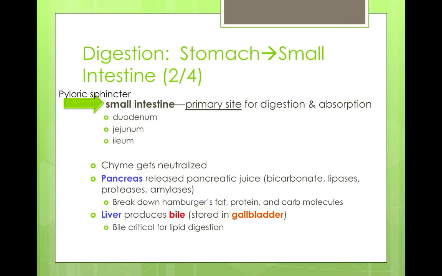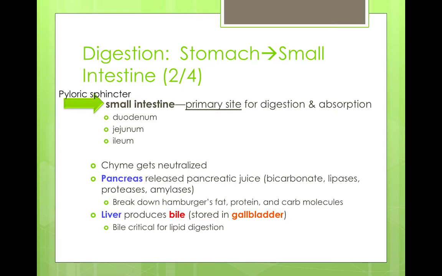So now that the food and digestive juices are mixed together into chyme, it will pass through the pyloric sphincter at the junction of the stomach and small intestine. It does this just a few teaspoons at a time. Now, the small intestine, and keep this in mind, is the primary site for digestion and absorption of nutrients.